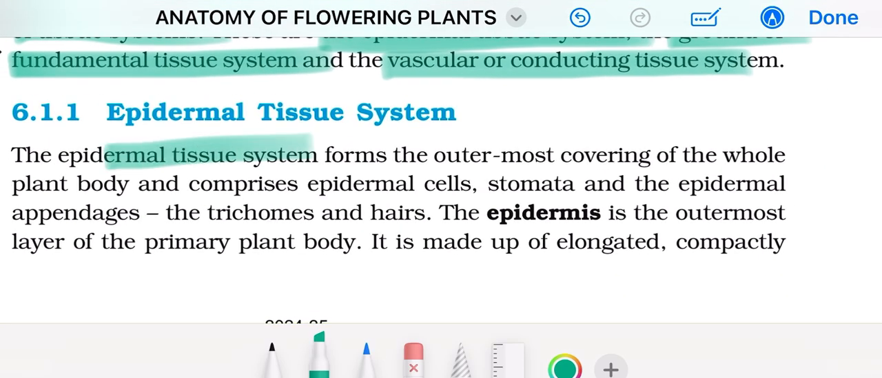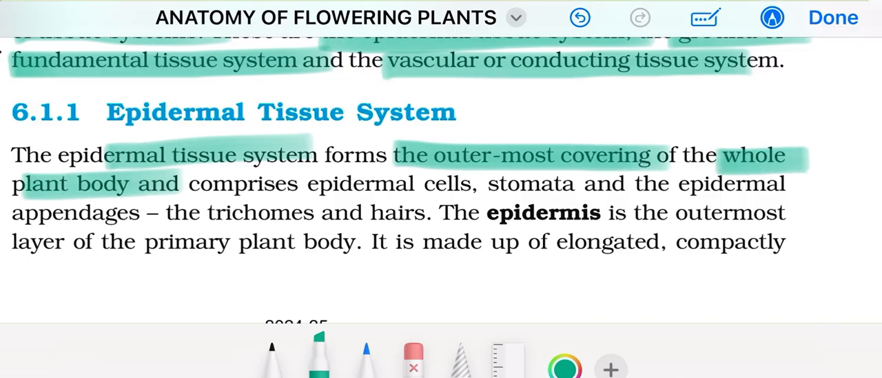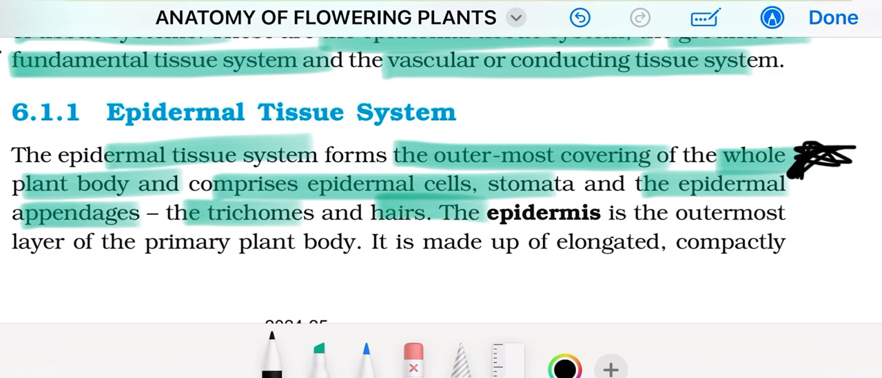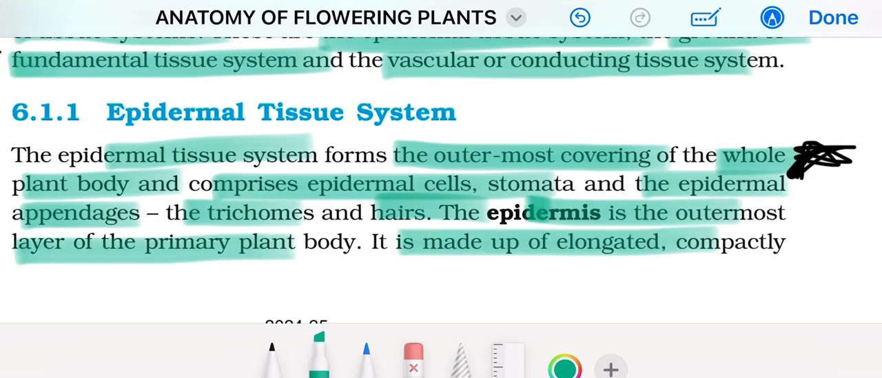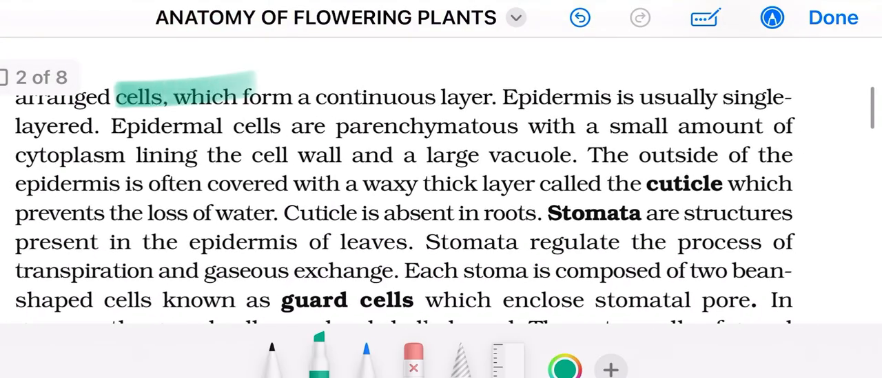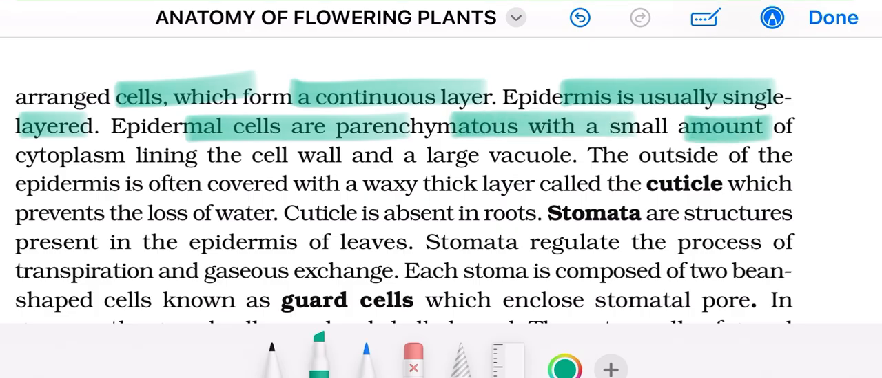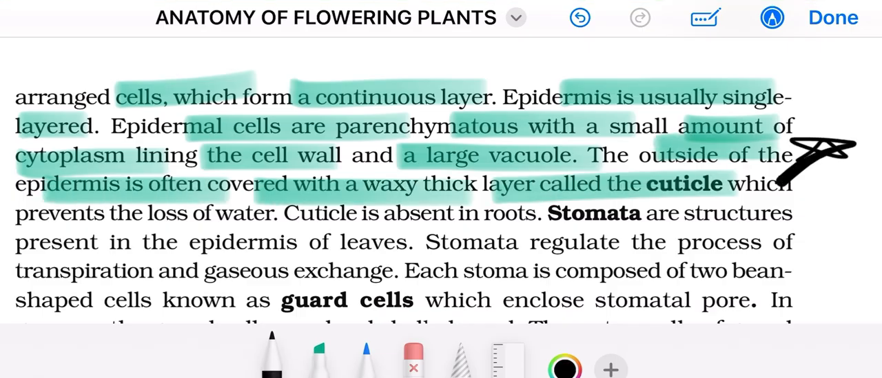Epidermal tissue system. The epidermal tissue system forms the outermost covering of the whole plant body and comprises epidermal cells, stomata, and the epidermal appendages, the trichomes and the hair. Trichomes are multicellular. The epidermis is the outermost layer of the primary plant body. It is made up of elongated, compactly arranged cells which form a continuous layer. Epidermis is usually single-layered. Epidermal cells are parenchymatous with a small amount of cytoplasm lining the cell wall and a large vacuole. The outside of the epidermis is often covered with a waxy thick layer called cuticle, which prevents the loss of water. Cuticle is absent in roots.